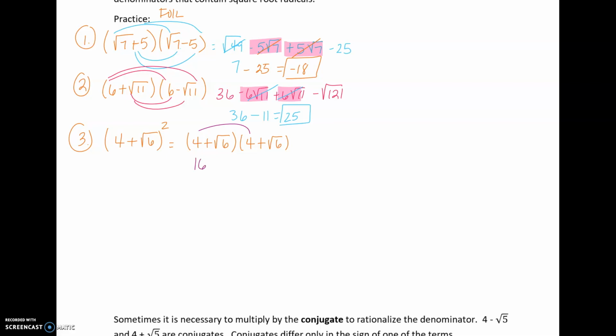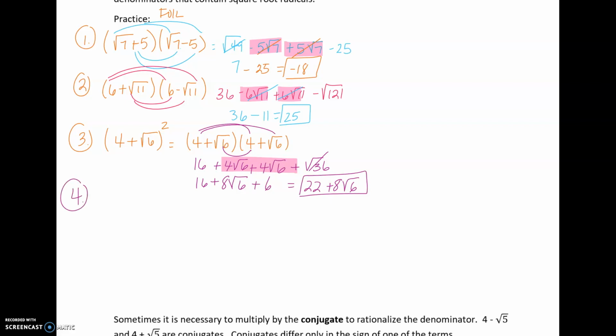4 times 4 is 16. 4 times the square root of 6 is 4 square root of 6. The square root of 6 times 4 is 4 square root of 6. The square root of 6 times the square root of 6 is 6. So we have 16. These like terms we add because they are both plus 4 square root of 6. We get 8 square root of 6 plus the square root of 36, which is 6. When I combine like terms, I get 16 plus 6 is 22 plus 8 square root of 6. And order doesn't matter. If you had 8 square root of 6 plus 22, that would be fine as well.